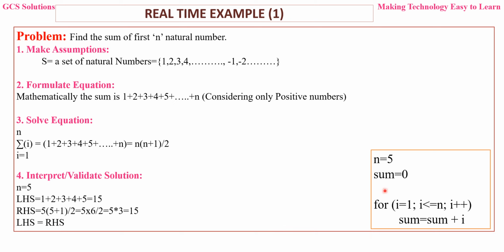So I have these programmatic steps. I have a variable n with value 5. I have a variable sum which accumulates the sum of the first 5 numbers, from 1 to 5. So I have one loop for i equal to 1. This loop iterates till n, that is 5, and each time the iteration value is incremented by 1. And I say sum equal to sum plus i. So it's very simple. When i is 1, initially sum is 0, so it will be 0 plus 1, 1. When i is 2, it will be 1 plus 2, 3. When i is 3, it will be 3 plus 3, 6.